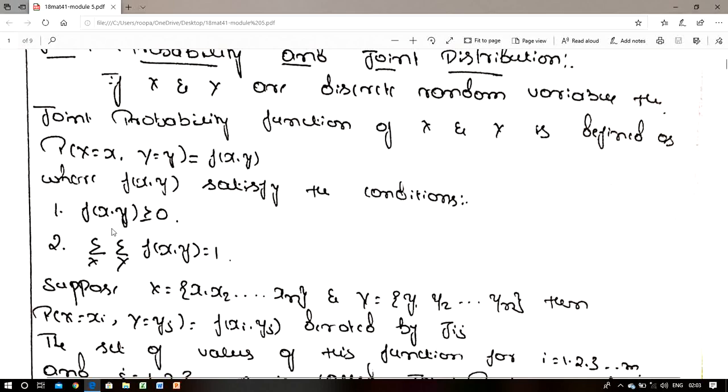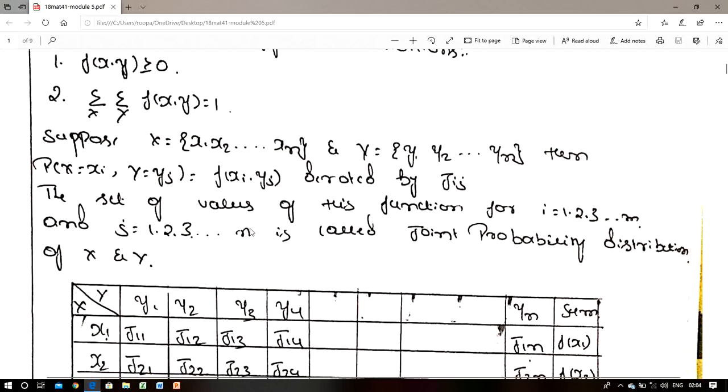It satisfies two conditions: one, f of x comma y is greater than or equal to 0, which means all the values are positive, and two, the summation over x and y of f of x comma y is equal to 1. Next, suppose capital X is equal to x1, x2, x3, x4 up to xm, and capital Y is equal to y1, y2, y3 up to yn.